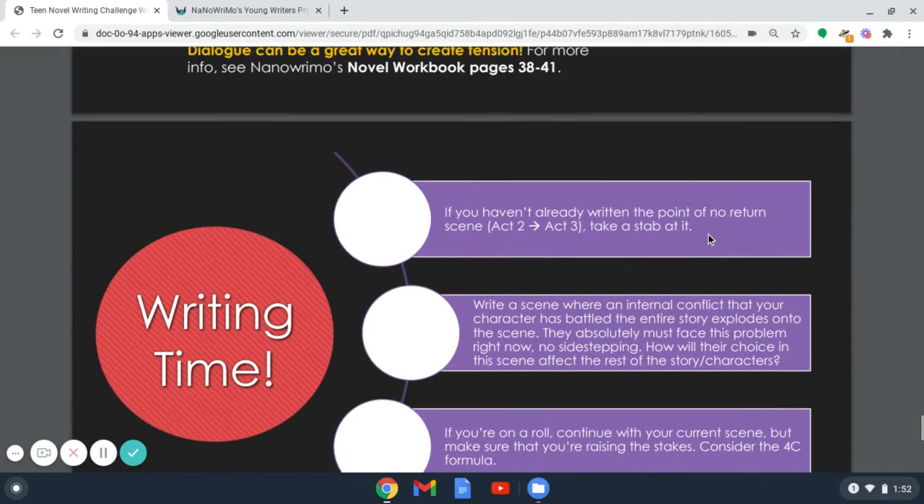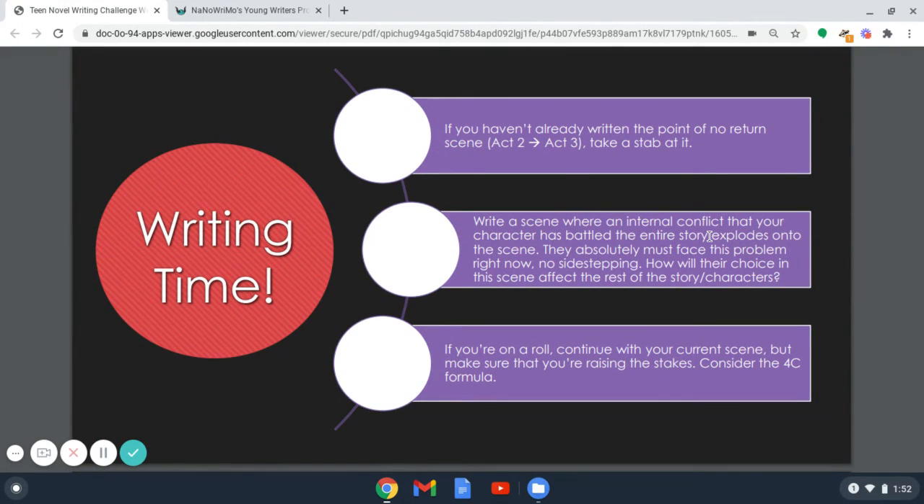But the next slide we've got is actually the writing prompts that I give you guys every week. So at the top here, this one is going to require you to go back and think about the 3-act idea of a story. If you haven't written the point of no return scene, which is your pivot from Act 2 into Act 3, when they decide that they have to do something regardless of what happens to them, what consequences may be, maybe you're not there yet. Maybe you're still early in your story, but go ahead and take a stab at that scene. Go ahead and try writing out of order a little bit and consider what that might look like.